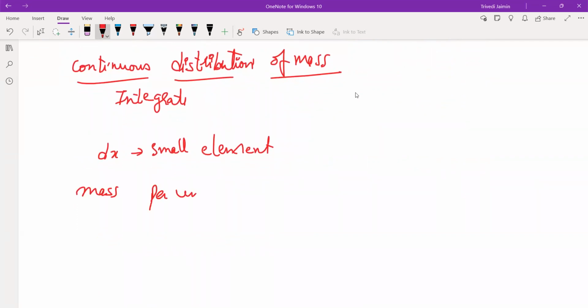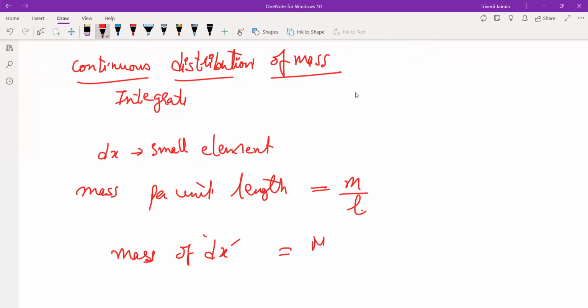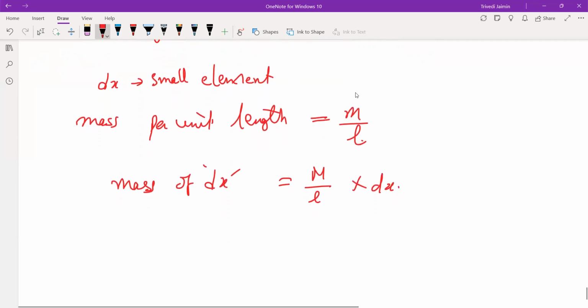Mass per unit length is mass by length. So the mass of a small element dx is M by L into dx. So the moment of inertia of element dx will also be small, since dx is a small element.